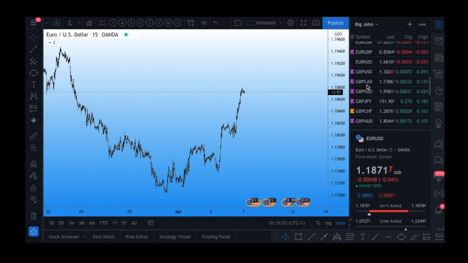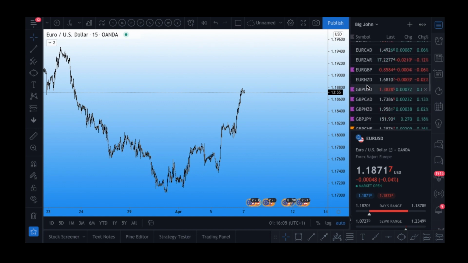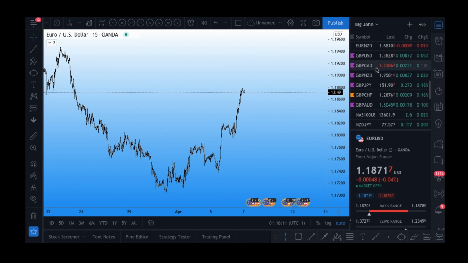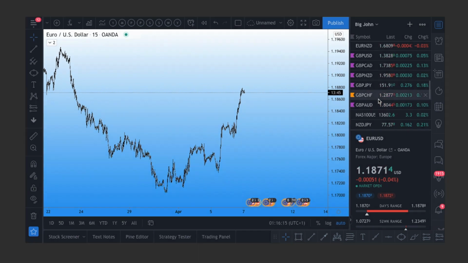Right now, these are the pairs that I usually give out markups for in my mentorship group, which is all the GBP pairs: Euro GBP, GBP USD, GBP CAD, GBP New Zealand, GBP JPY, GBP CHF, and GBP AUD.